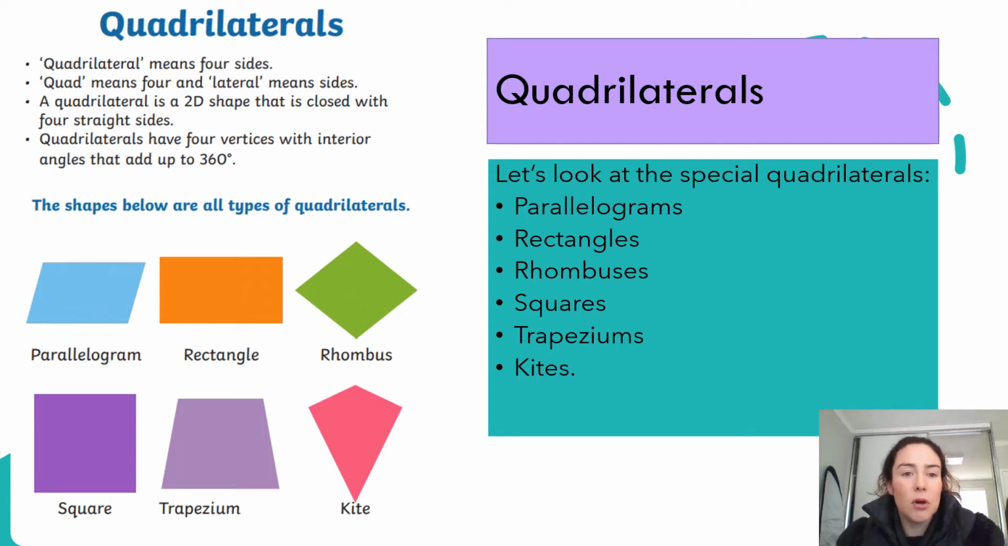So the shapes below are all types of quadrilaterals. We have a parallelogram, which looks like a rectangle that's just been squished slightly, a rectangle, a rhombus, which looks like a square, but its sides are slightly different in length to a square. It's sort of like a squished square on a side again. A square, a trapezium, and a kite.